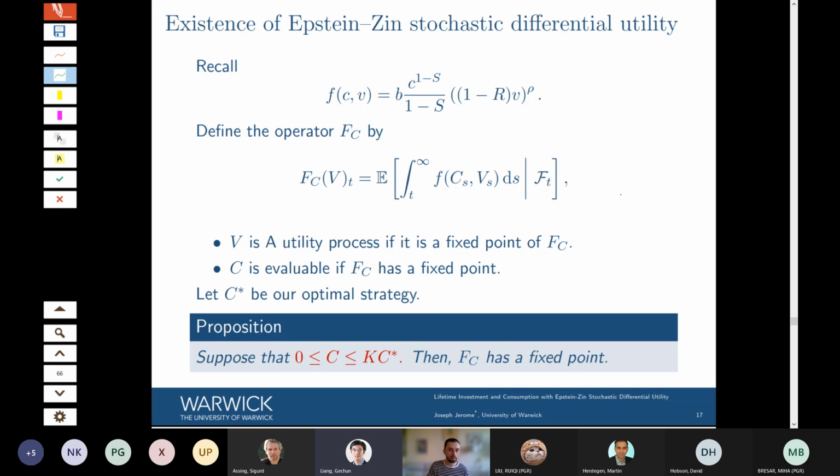Okay, my understanding is this C star is also part of your solution of your SDU, because when you solve SDU, you also get optimal consumption. Yes. But before we've solved SDU, we've got this candidate C star, which is just a geometric Brownian motion. So what we're saying is if C is bounded above by some constant times geometric Brownian motion, then we've got a fixed point. Okay, and after you got this fixed point and the optimal consumption, you can verify that this satisfies your condition. It is actually the optimal consumption, yeah.